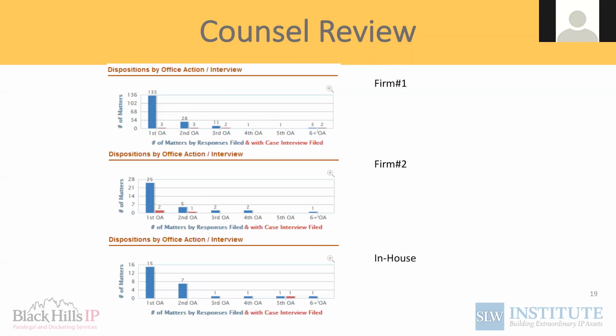Yeah, I agree. And moving on to our office actions per interview. Here, we're comparing Firms 1, 2, and in-house. The biggest thing I notice here is the lack of interviews at all. Firm 1 seems to be doing the most interviews, but it seems to be much later on. In the 6+ office actions, they have 3 office actions, and in 2 of them they interviewed. I know that's a small amount, but again, that's where they seem to be focusing. Very few at the first office action level for Firm 1.